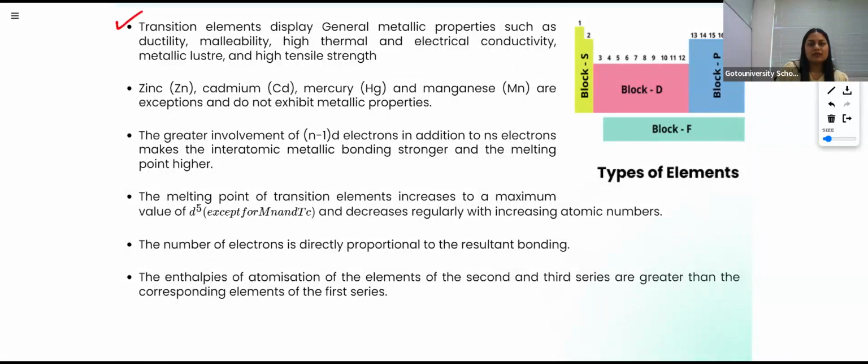Okay, now let us read here the other properties. Transition elements, they display general metallic properties. Why general metallic properties? Because they are mostly metals. Okay, so as you know, metals generally show the property of ductility, malleability. They are hard. Okay, they have high thermal and electrical conductivity. They are good conductors. Okay, they have metallic luster and high tensile strength. Right. So similar to the properties of metals.